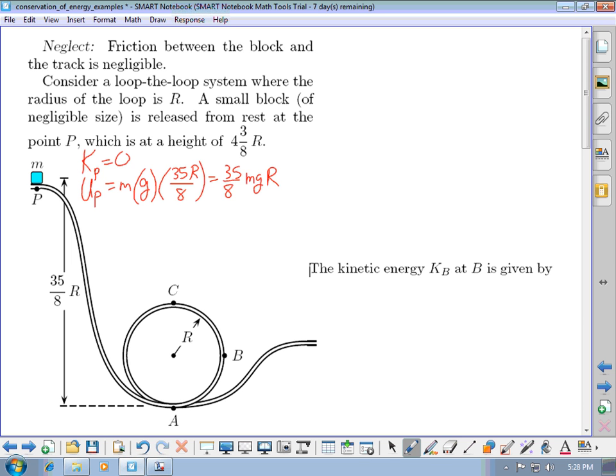If I want the kinetic energy at B, so to do this, I was saying that the height is 0 all the way down at point A, at the lowest point in the motion. At point B, this height is capital R. So if I'm looking at the kinetic energy at B, first, the potential energy at B is the mass times g times R.